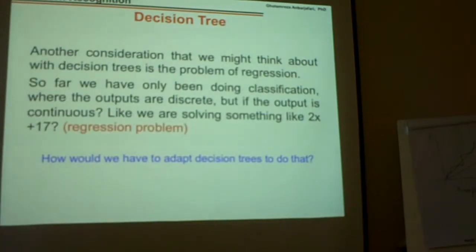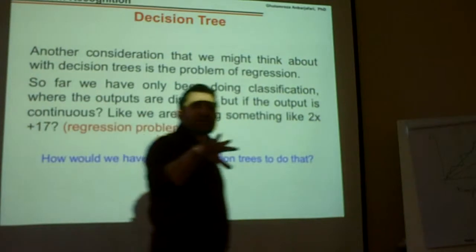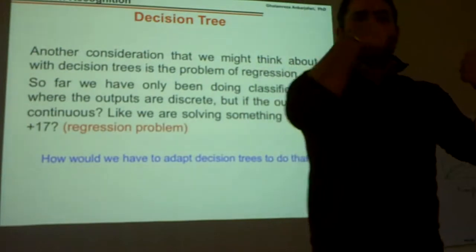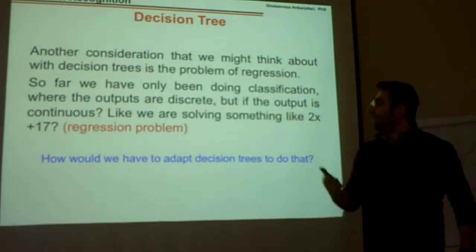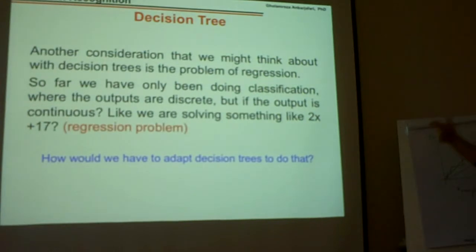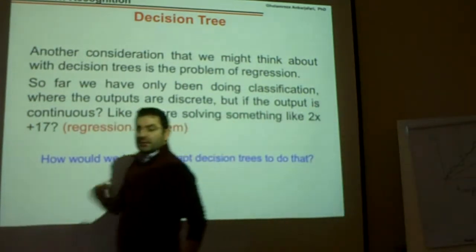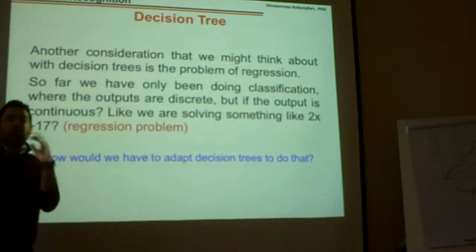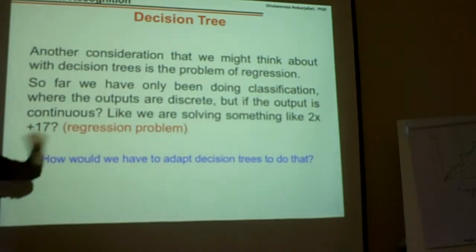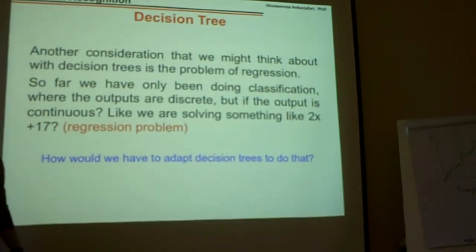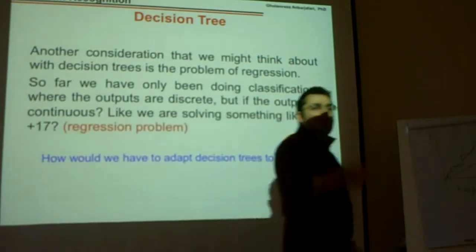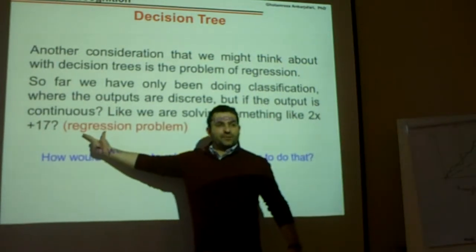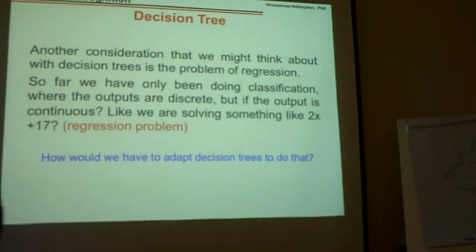Okay? Now, we have talked about discrete input, discrete output. Continuous input, discrete output. Now what we want to do is this. What will happen if the output is continuous? In other words, what will happen if instead of a yes, no, true, false question, I am dealing with something like 2x plus 17? Which means that if I give a continuous value for x, I will get a continuous value for y. Then this is not a classification problem anymore. This is called regression.